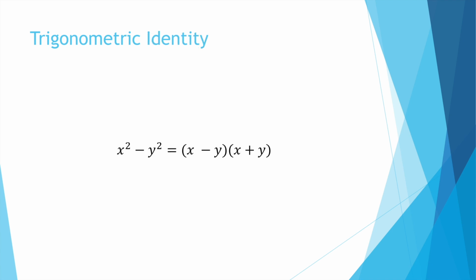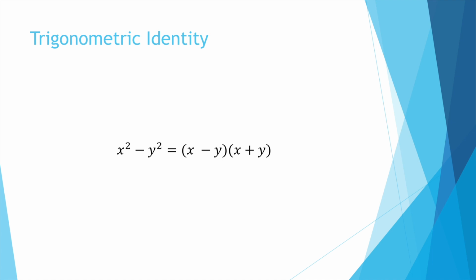A statement of equality between two expressions that is true for all values of the variables for which the expressions are defined is called an identity. For example, this expression is an algebraic identity. An identity involving trigonometric expressions is called a trig identity.